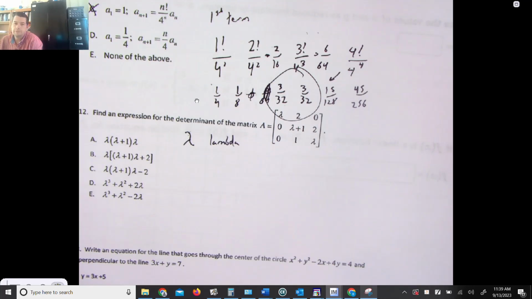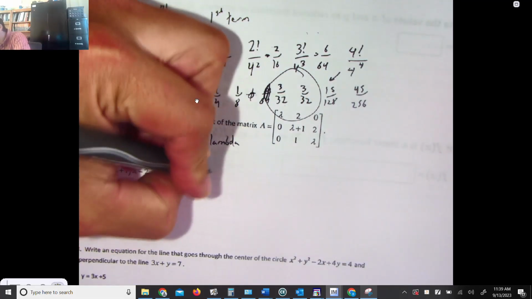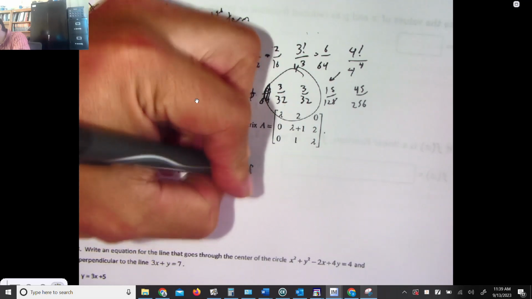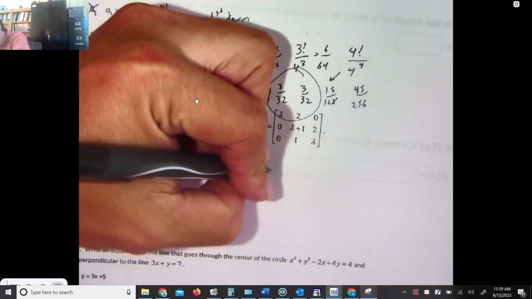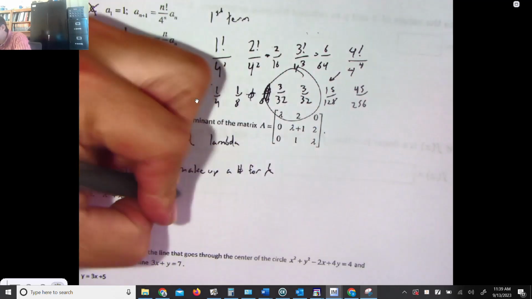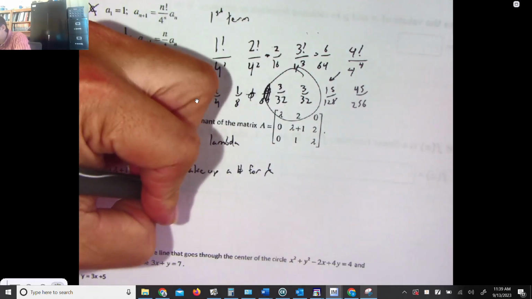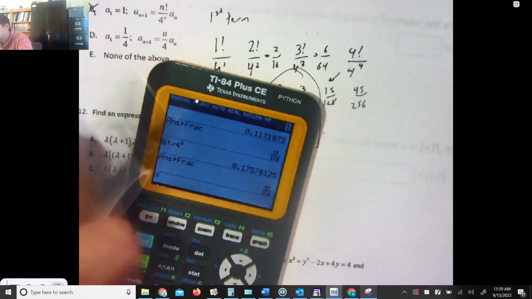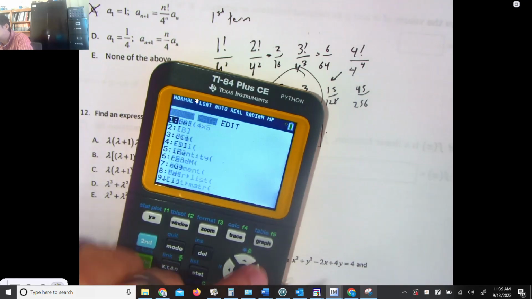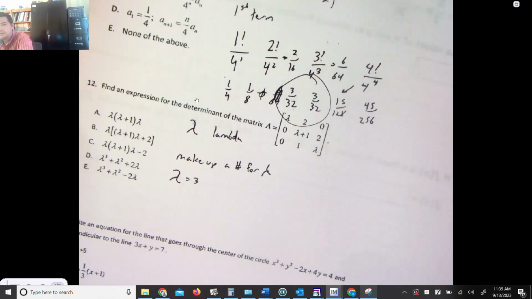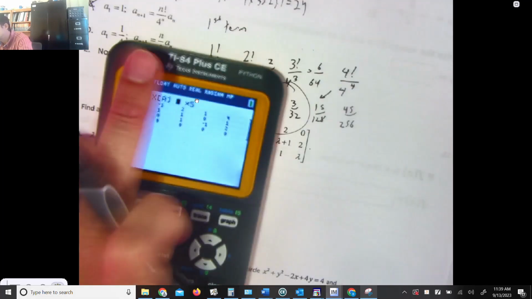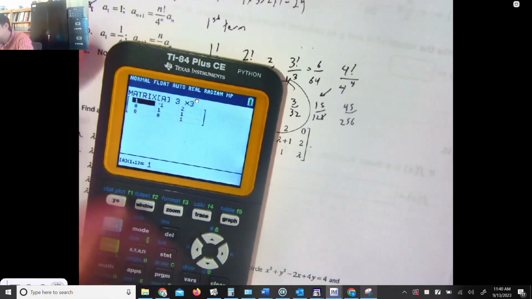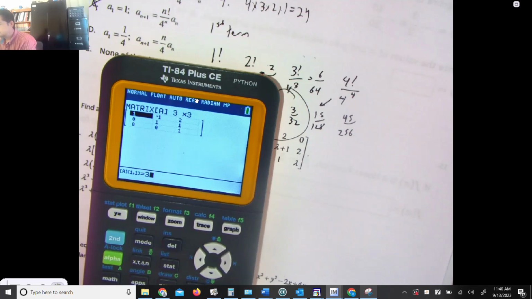But anyways, you may have no idea how to do a determinant. You do have the ability to make up a number for lambda. And I'm just going to let lambda be 3. Why not? I go to second matrix, scroll on over to edit. That's a 3 by 3 matrix. It has 3 rows and 3 columns. And everywhere I see a lambda, I'm going to put a 3.